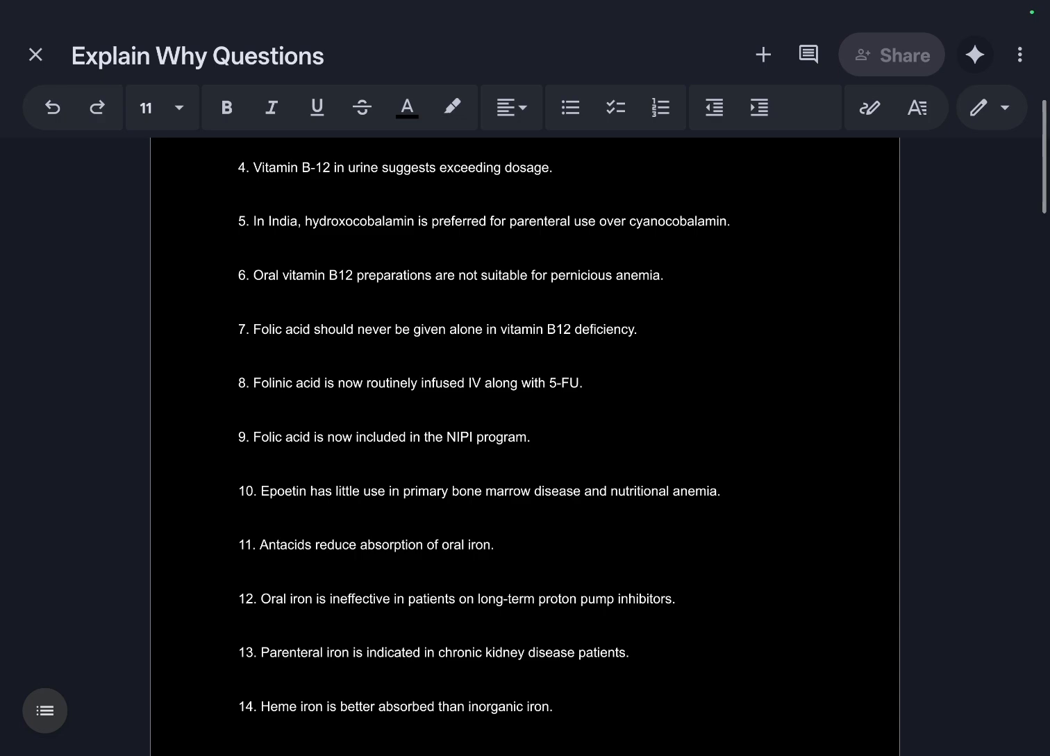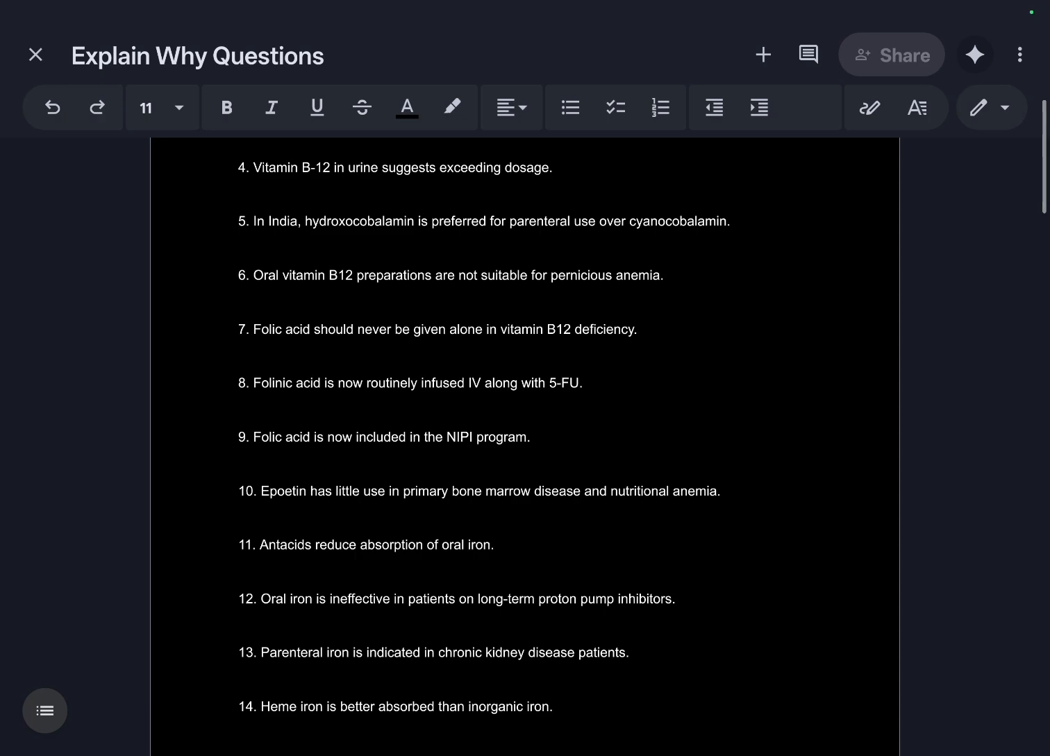Question number 12. Oral iron is ineffective in patients on long-term proton pump inhibitors. This question and the previous question have the same answer. Long-term proton pump inhibitors cause profound and long-lasting acid suppression, achlorhydria. Gastric acid is absolutely essential to release the iron from food and to reduce the non-absorbable ferric form to the absorbable ferrous form. Without acid, it can't happen. The same answer.